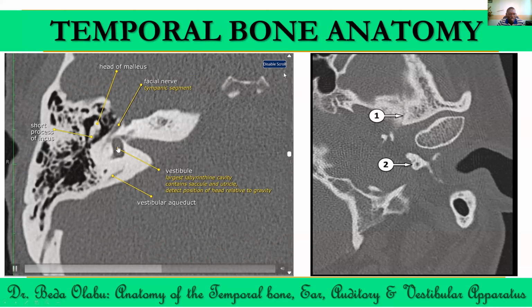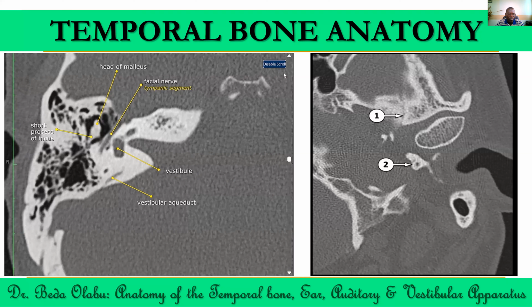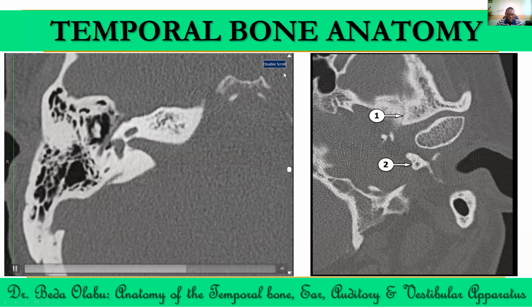So that's the vestibule. Remember, the vestibule is the largest part of the otic capsule. The vestibular aqueduct is a small extension from the vestibule, emptying into the posterior cranial fossa. This shows you the tympanic segment of the facial nerve, which is also called the horizontal segment of the facial nerve. Remember, it doesn't give you any branches. From the previous lecture, we learned that.